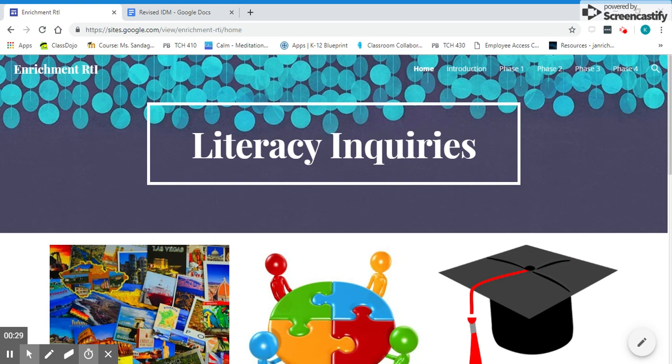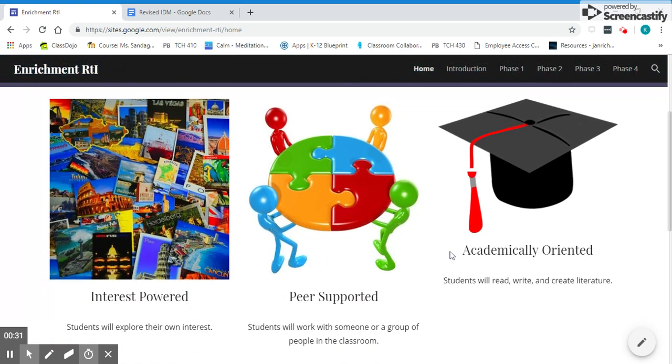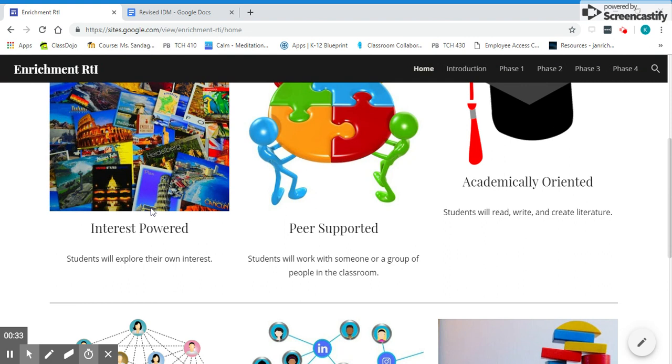Now, there are 6 components of connected learning. First of all, students' work will be interest-powered. They will get to explore something that they are personally interested in. It will be peer-supported as students work with someone or a group of people in the classroom. It will be academically oriented as students will be reading, writing, researching, developing, and creating their own literature.